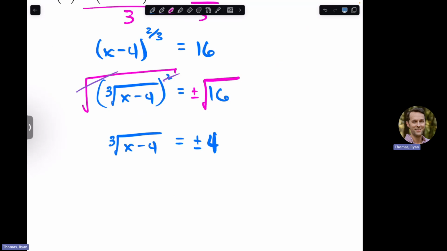Then what? Cube both sides. On the left-hand side, those are inverse operations, so they cancel. On the right-hand side, 4 cubed is 64. So positive 4 cubed is positive 64. Negative 4 cubed is negative 64.